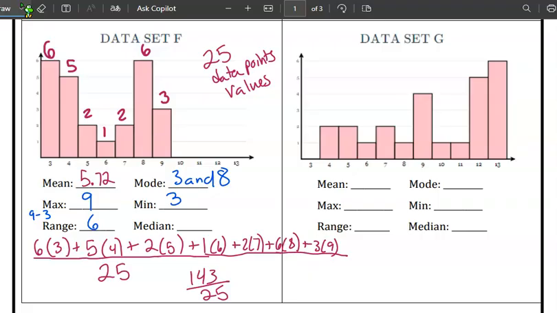And then the median, find the middle value. Instead of listing out all 25 of these numbers, we could find what the middle of 25 points is. Since 25 is an odd number, we are going to identify the 13th number in the sequence.